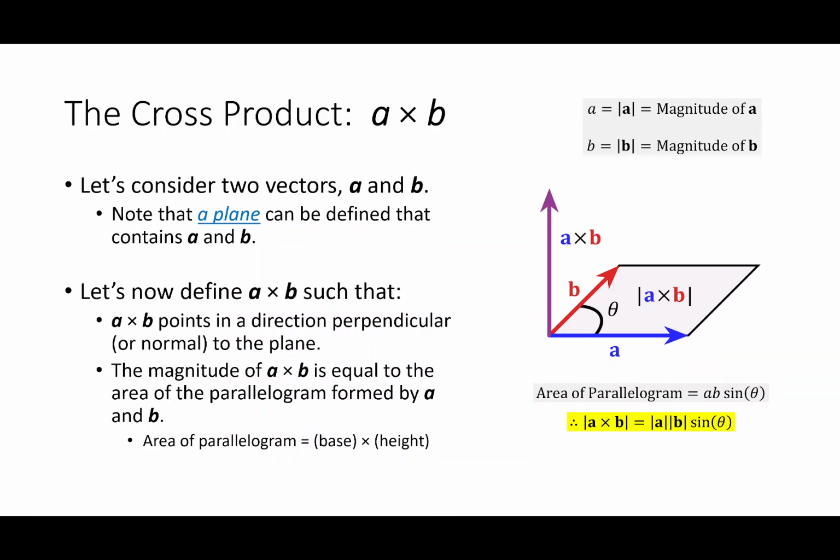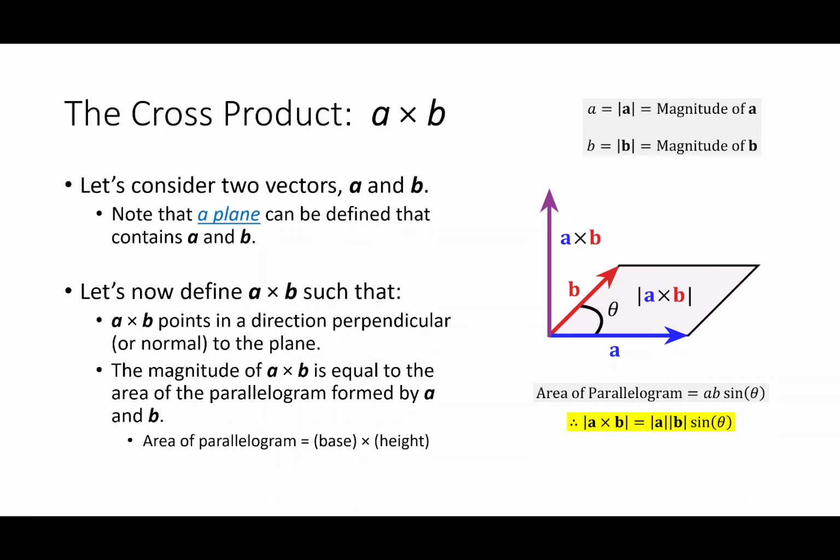Magnitude and direction. So let's take vector A and vector B, and let's ask ourselves, if I multiply vector A and vector B and I get this product, what is the magnitude of that product? What is the direction of that product? And what is a way that I can define that so that I get predictably the same answer every time?